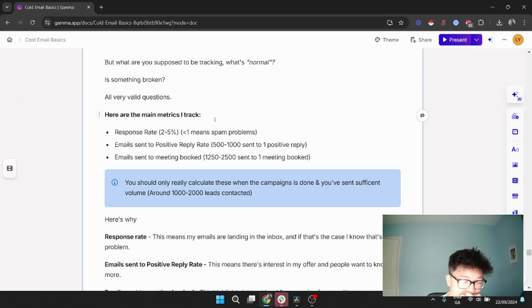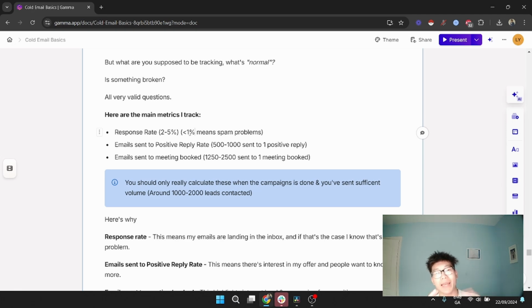So response rate is 2 to 5%, and if it's less than 1 percent, you're hitting spam problems. The reason being is when you're sending cold emails, you're at least getting some people that come up to you and say, I actually don't want to buy your stuff, please remove me from your list. That's basically what you're looking for. When it's between 2 and 5%, you know this industry doesn't really like what I'm selling, and at least I know that.